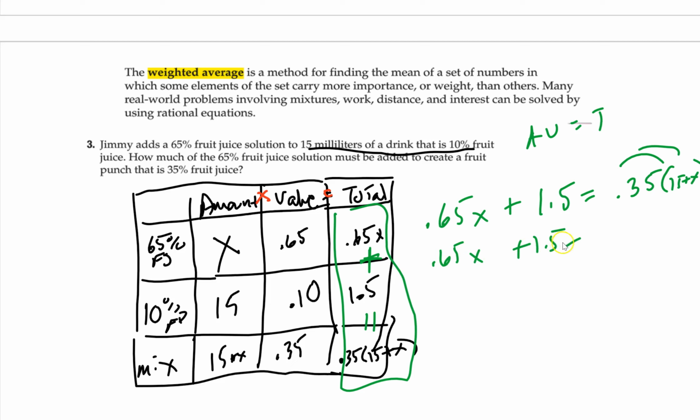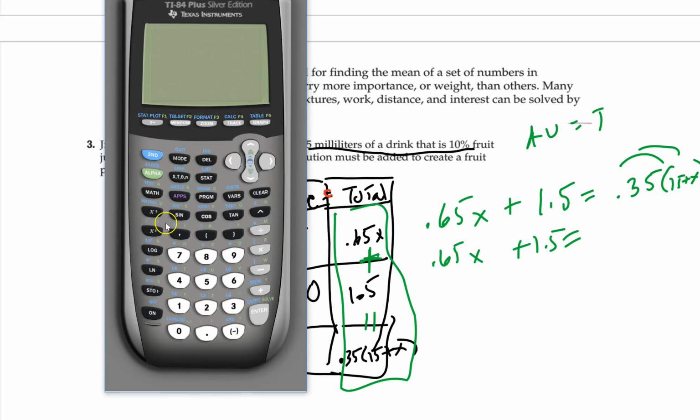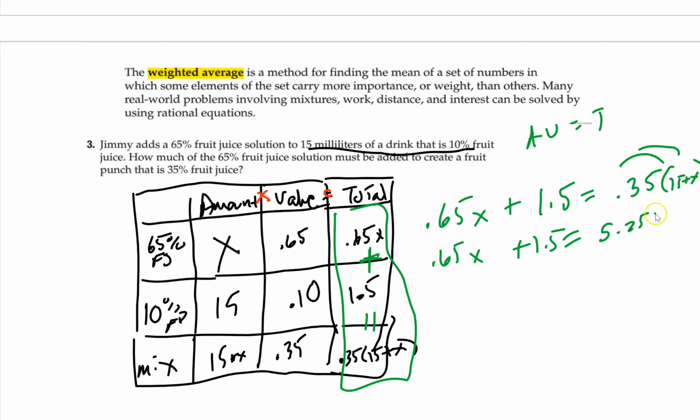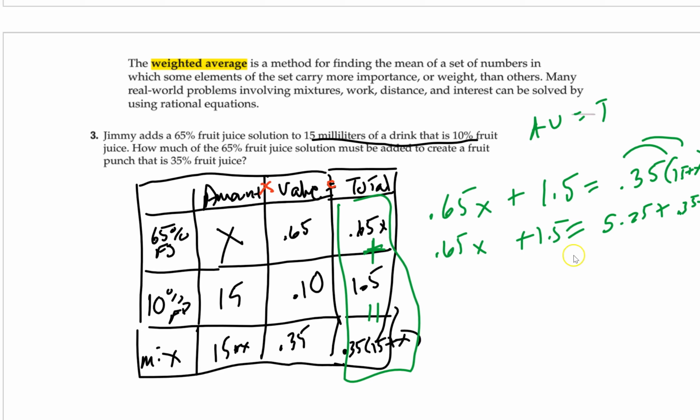I need 0.35 times 15. I'm going to use my fancy calculator. Got to turn it on. 0.35 times 15, I get 5.25, plus 0.35 times x, 0.35x. Now it's just a normal math problem. Let's solve it. Subtract 0.35x from both sides. Subtract 1.5 from both sides. Over here I get 0.3x, or 0.30x.